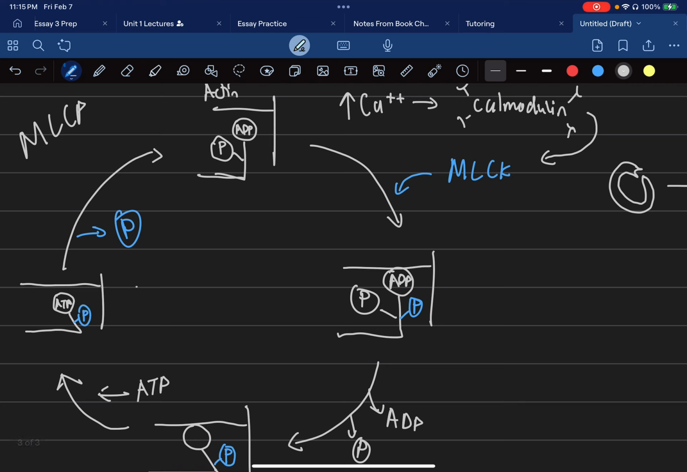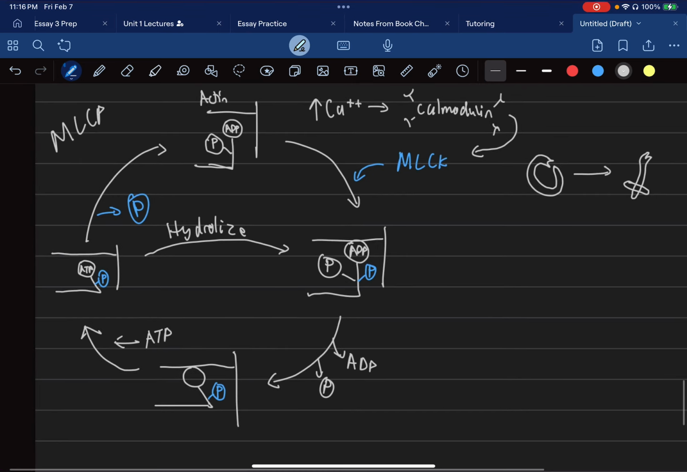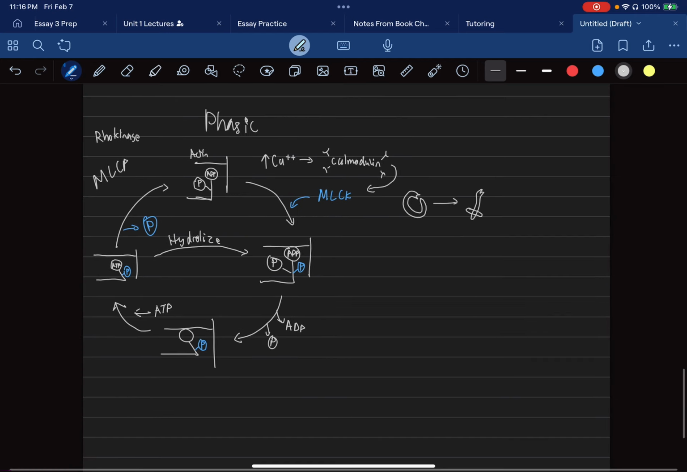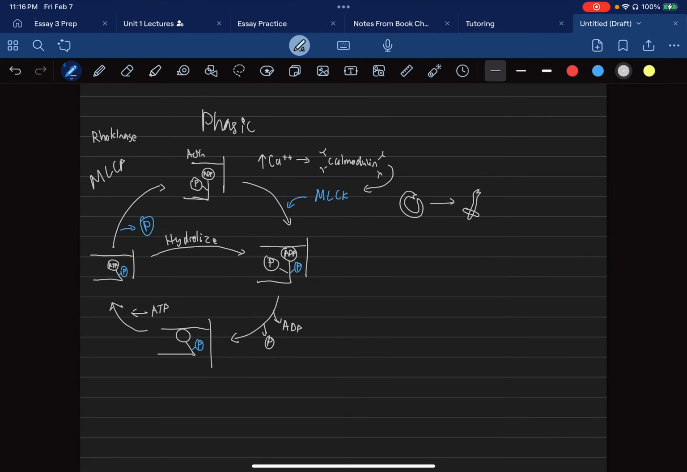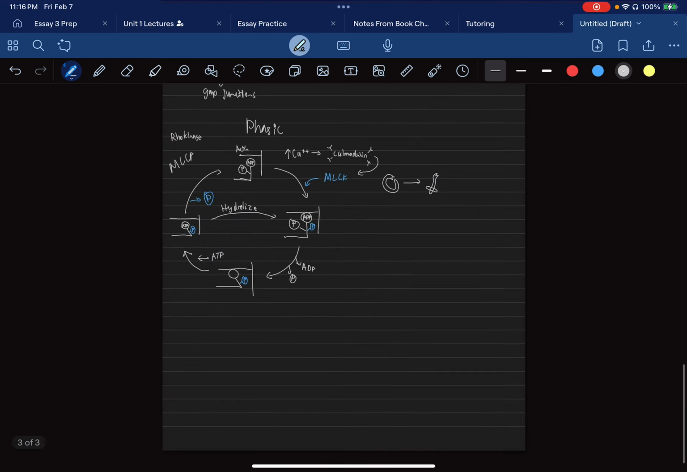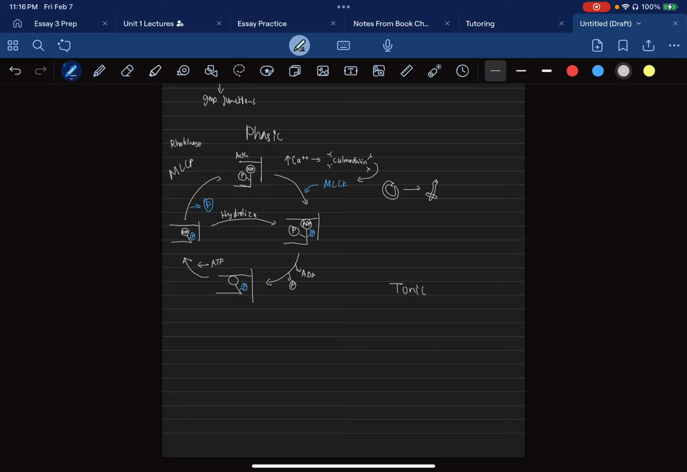So what we're going to do is actually a lot of times skip that first step and come over here and be able to hydrolyze that ATP and go back to having an ADP and the double phosphates. So that's going to be our usual route for phasic, which means the smooth muscle is contracting, relaxing, contracting, relaxing in a pattern-like way. The next kind is tonic, which is similar.